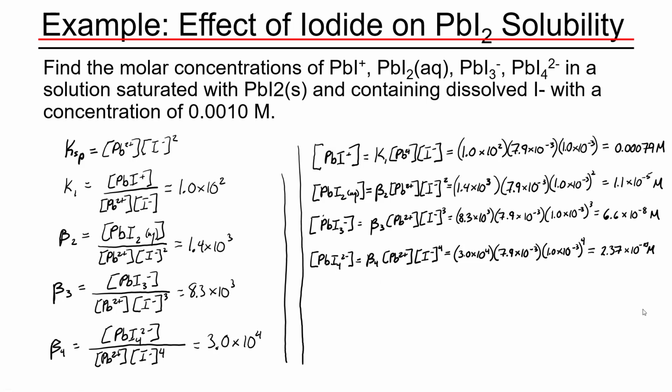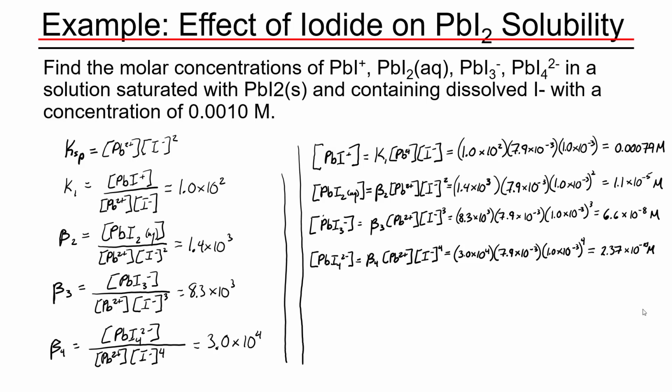And so just by remembering that all these equilibria must be related and having access to the beta values that describe the formation of the complex lead iodide species and complex ion lead iodide species, we can quickly and easily use the Ksp to evaluate the concentration of every lead iodide species in solution.